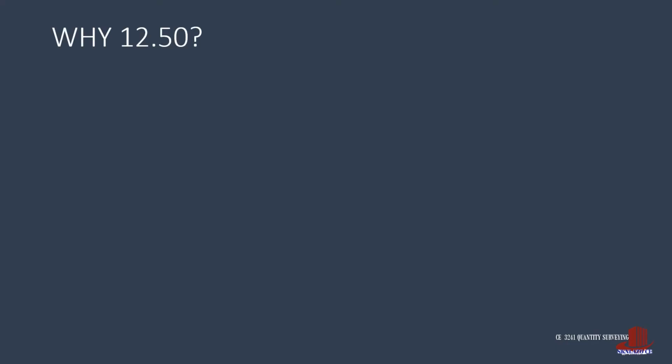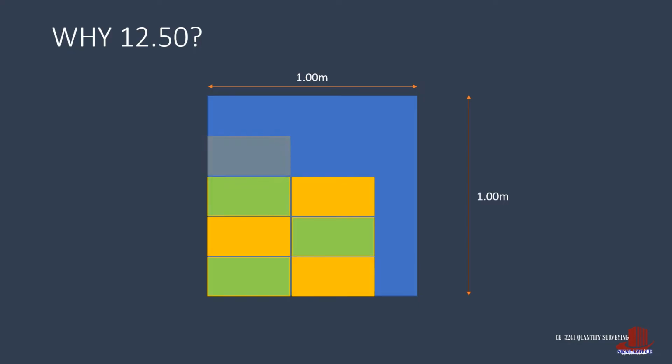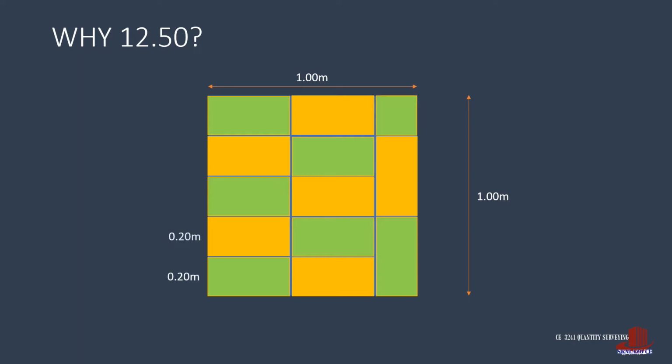Now let's derive how the factor of 12.5 came to be used for the number of CHB. If we have a 1 meter by 1 meter area of wall, and knowing that each unit is 0.20 meters in height by 0.4 meters in length, we can lay around 12.5 pieces of CHB to fill a 1 meter by 1 meter area.